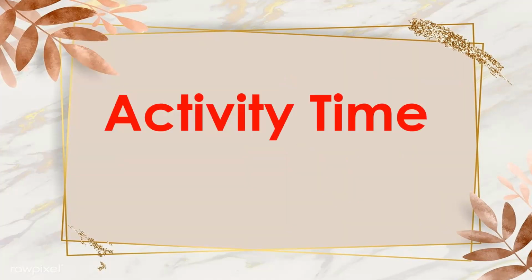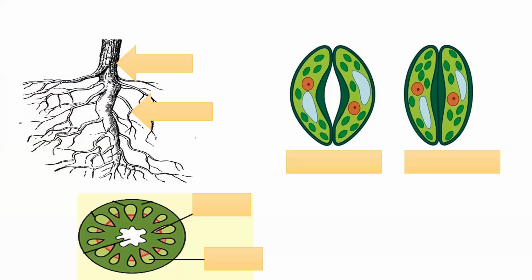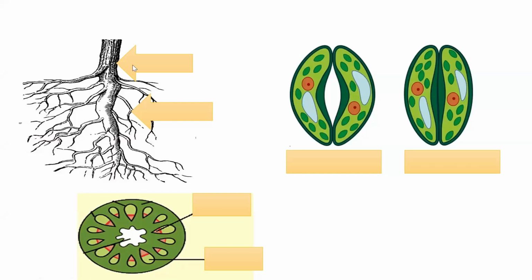Okay, so it's your activity time. I want you to answer this one in your notebook. Okay, so for example, in number one, this is taproot system. So it has two. What is the first one and the second one? Okay, so I want you to answer this one in your notebook.